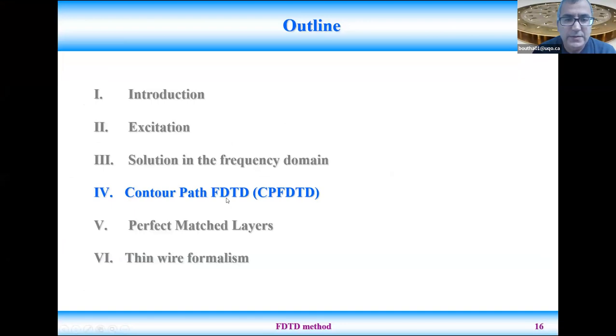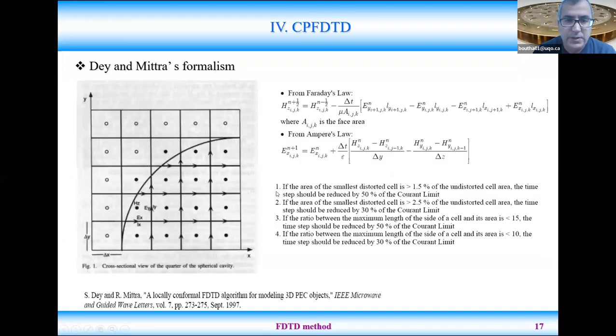The contour path FDTD, or CPFDTD. This technique is to have better accuracy when we want to model a metallic object or a dielectric object that has a curved boundary, like this one. Like in this example, this is a spherical cavity. So everything here is metal, and here it is air.